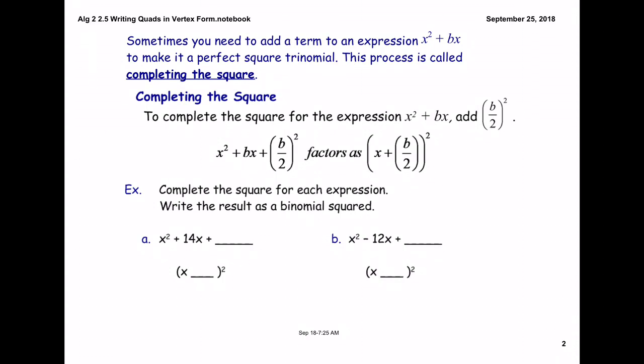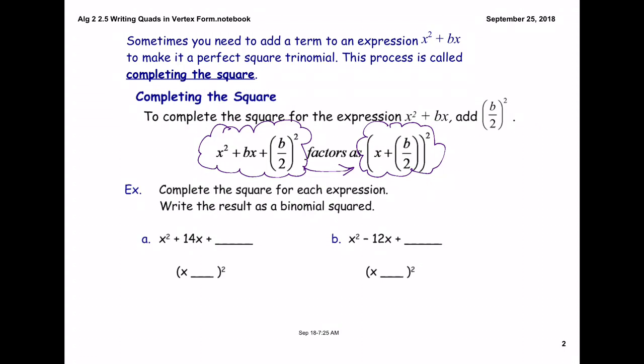Sometimes you need to add a term to an expression, x squared plus bx, to make it a perfect square trinomial. This process is called completing the square. To complete the square for the expression x squared plus bx, we would add b divided by 2 squared. So if we have x squared plus bx plus b divided by 2 squared, and we factored that perfect square trinomial, we would get the binomial of x plus b over 2 squared.